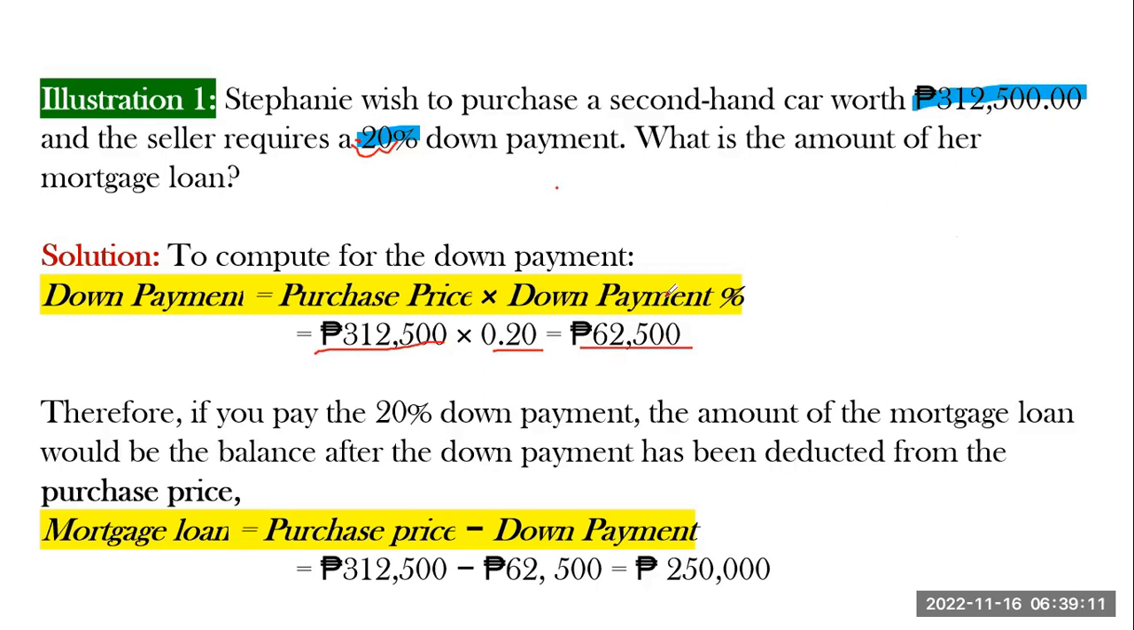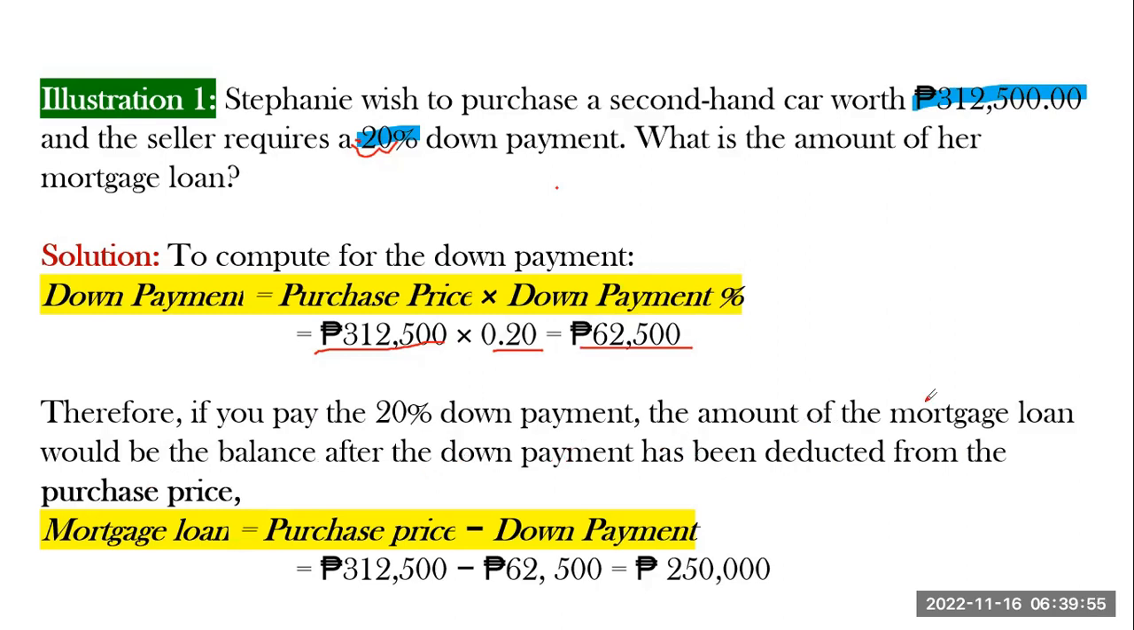Okay, that means 62,500 is the 20% of the purchase price, 312,500, and that will be Stephanie's down payment for the second-hand car. Now, the total price of the car is 312,500. And of course, we subtract 62,500 so that we will know kung ilan pa yung remaining balance niya. Therefore, if Stephanie paid the 20% down payment, the amount of the mortgage loan would be the balance after the down payment has been deducted.